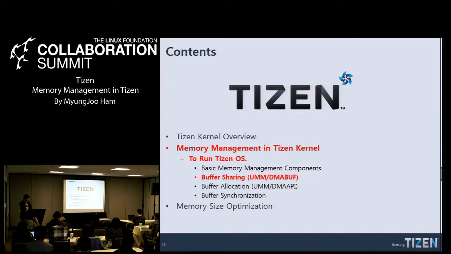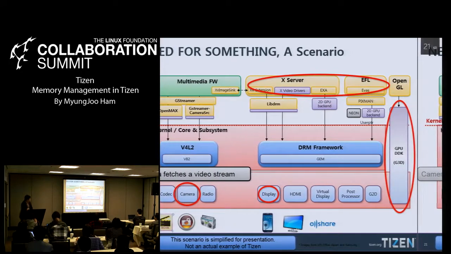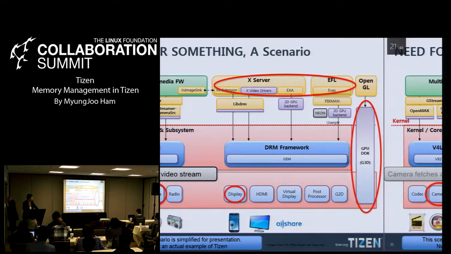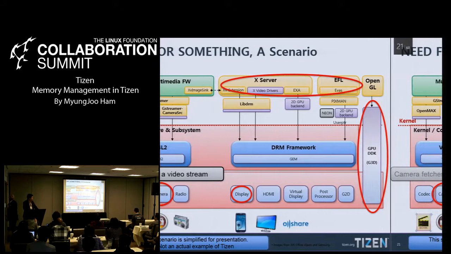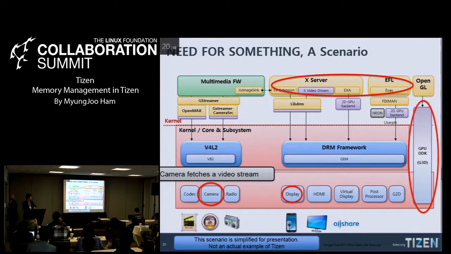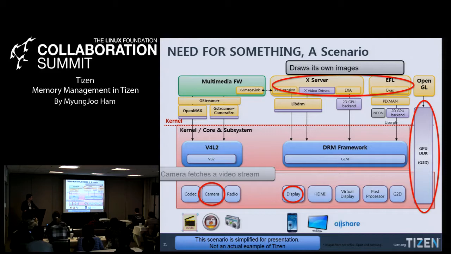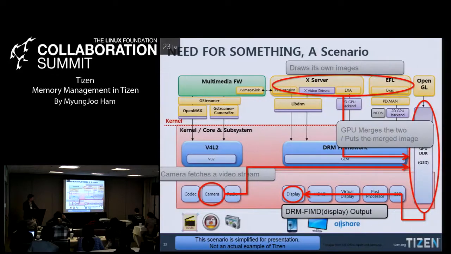Okay, going to the next, buffer sharing. So again, this is the situation where we need something to share buffers between the memory management components. For example, in this example, a camera fetches a video stream, and then the X server or an EFL application will create a UI for the display, and the GPU will merge the two images from the user space application and the camera and send the merged image to the display. Each throws its own image, and then the GPU merges the two and puts the image to the display.